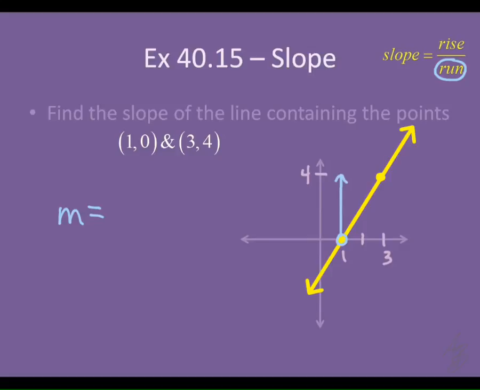I go up 4. How do you know it's 4? Because of the 4 there? Yes, because we're going from 0 to 4. That's an easy measurement, right? If you're going from 0 to anything, it's just that number. Since we went up 4, is that a positive 4 or a negative 4?